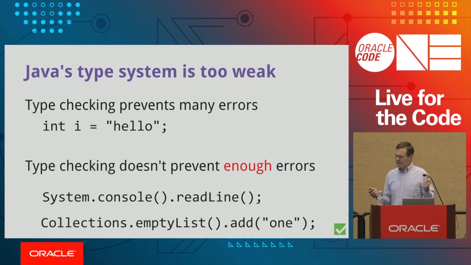So we love type checking because type checking prevents you from putting hello world into an int, which is great. But type checking doesn't prevent enough errors. In fact, both of these statements on the bottom pass the type checker, but crash at runtime. Do people know why this first error crashes at runtime?